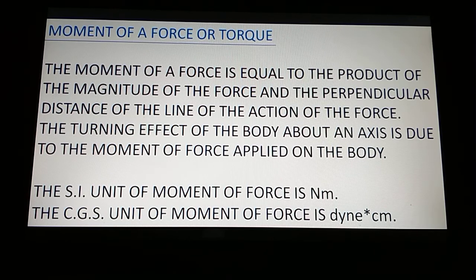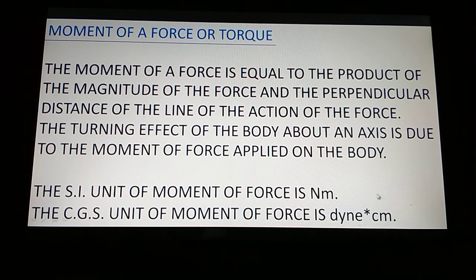In this direction we put the force on that line, perpendicular to the center, and the product of that distance and the magnitude of the force is equal to the moment of force. Okay, so the turning effect of the body about an axis is due to the moment of force applied on the body. The SI unit of moment of force is Newton meter. The CGS unit of moment of force is dyne centimeter.